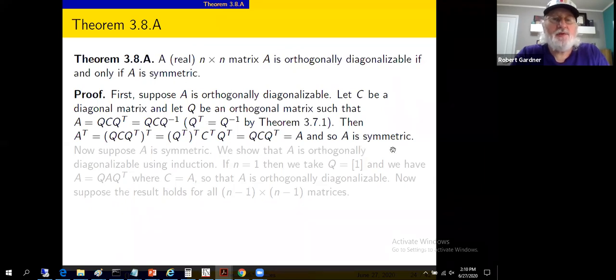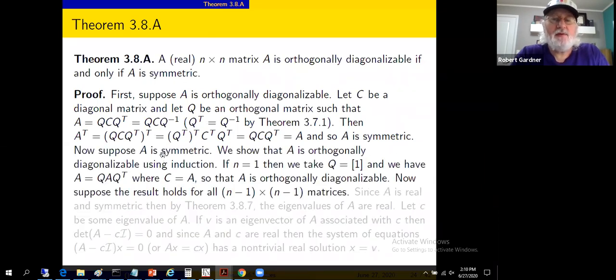How about the converse? Okay, this will take a little while. Suppose A is symmetric. So in the following, A is symmetric, A equals A transpose. We're trying to show A is orthogonally diagonalizable, and we're going to do it inductively.